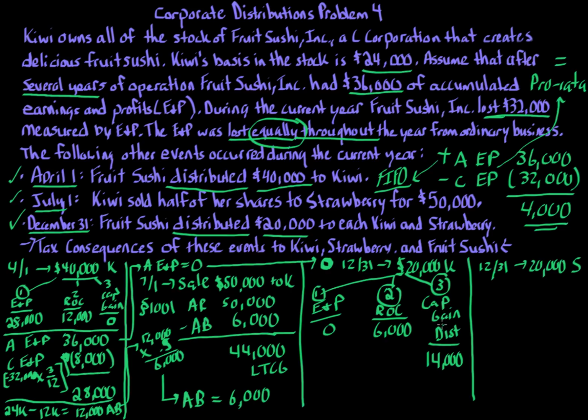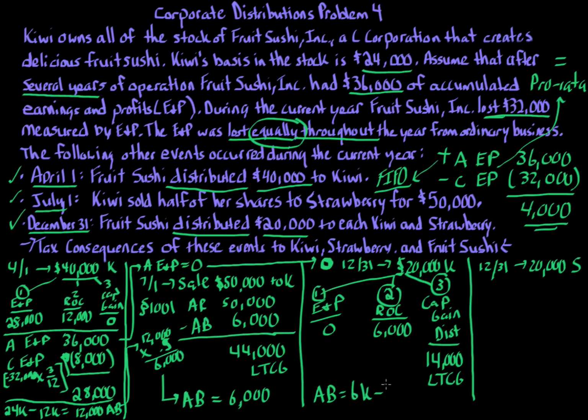We know it's capital gain, but how is it long-term or short-term? It depends on how long the stock was held. Where those half shares that are there, they've been held since the beginning for several years, so it's long-term capital gain. Long-term capital gain. And the adjusted basis to Kiwi, we started with 6.